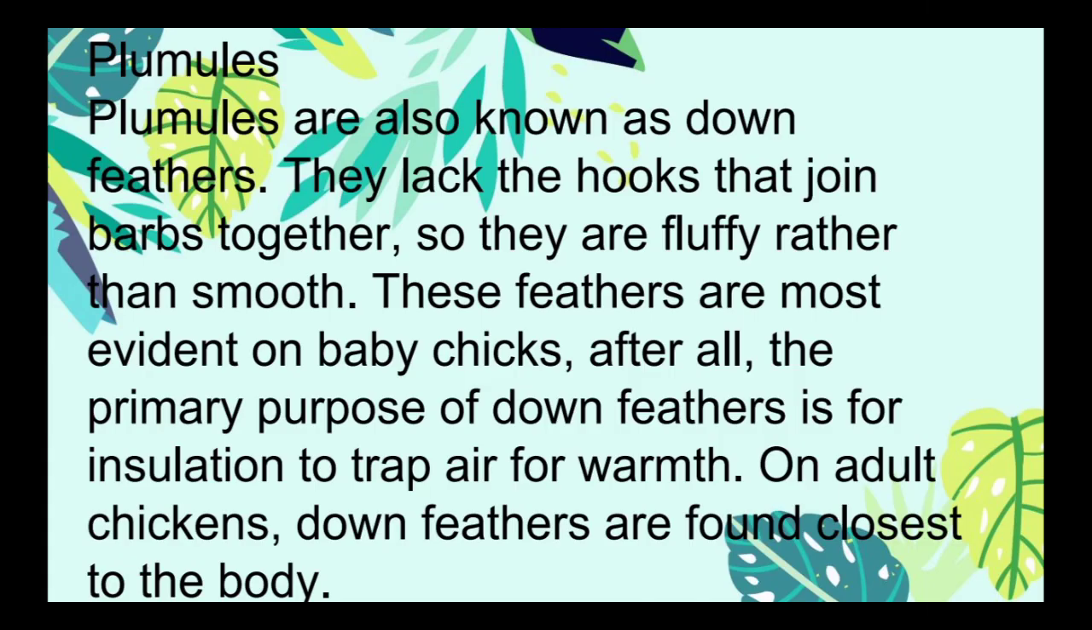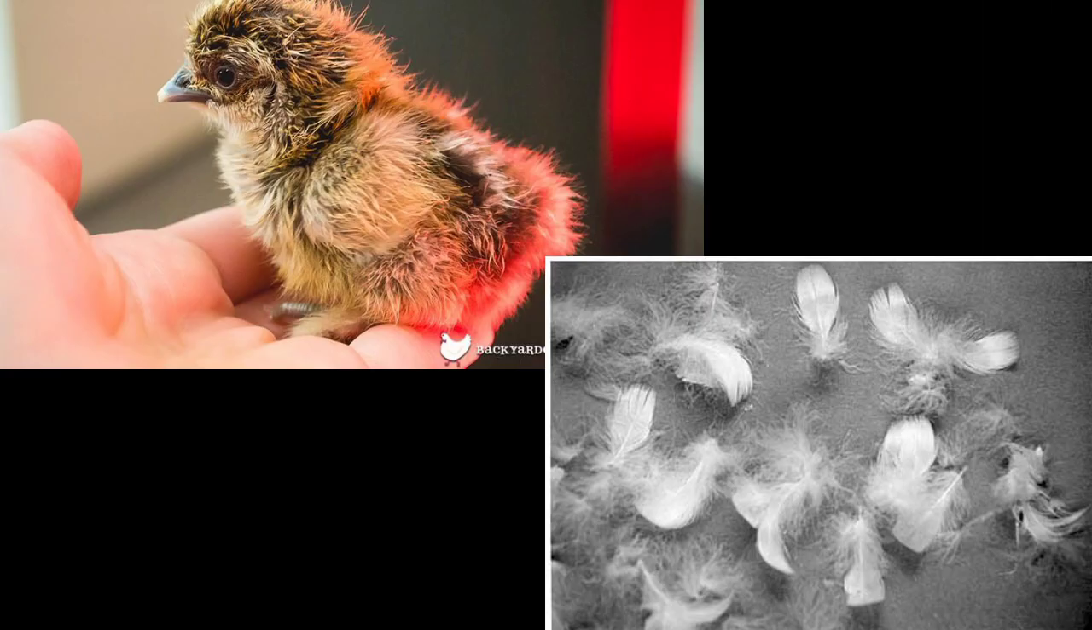Plumules are also known as down feathers. They lack the hooks that join barbs together, so they are fluffy rather than smooth. These feathers are most evident on baby chicks. After all, the primary purpose of down feathers is for insulation, to trap air for warmth. On adult chickens, down feathers are found closest to the body. These are examples of down feathers, or what we call plumules. They can be easily noticed on baby chicks.